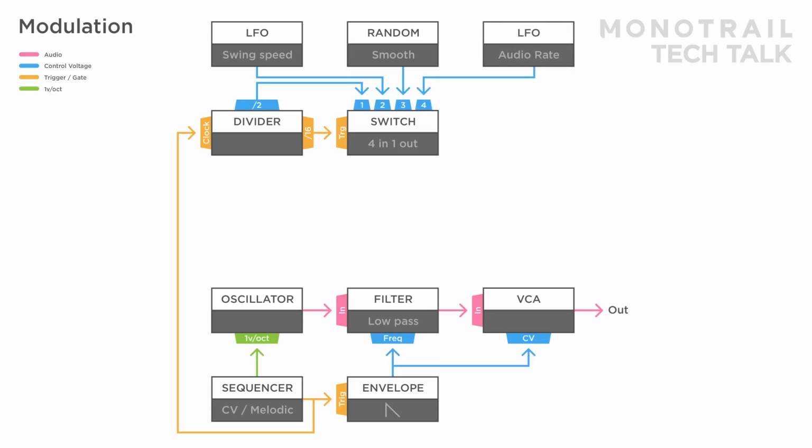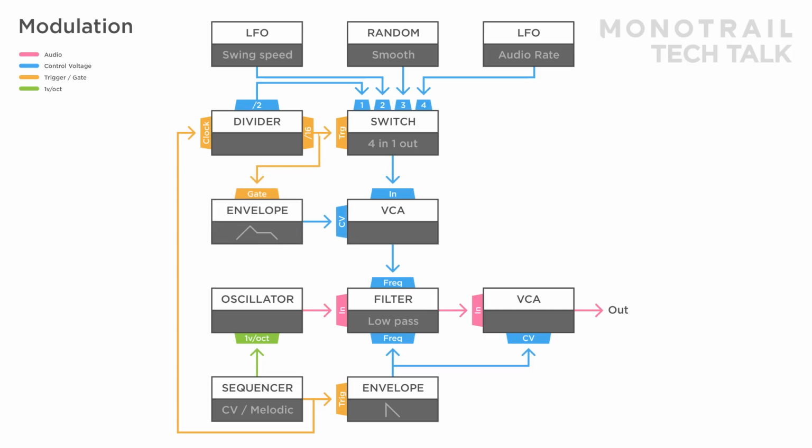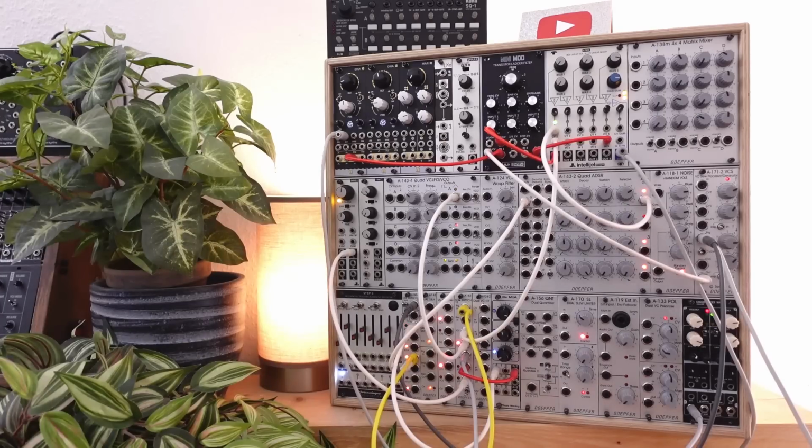To avoid static hard switching sounds, the output of the switch is sent through a VCA before modulating the filter. A copy of the divide by 16 is gating an ADSR, opening that VCA, creating waves of alternating modulation.